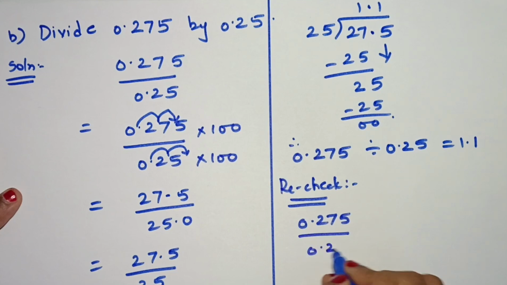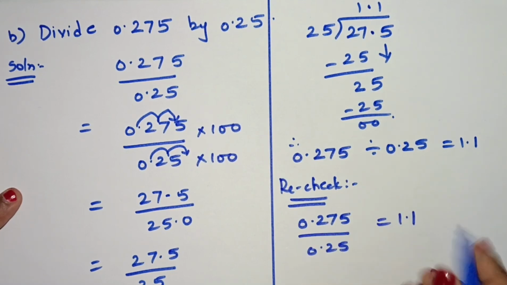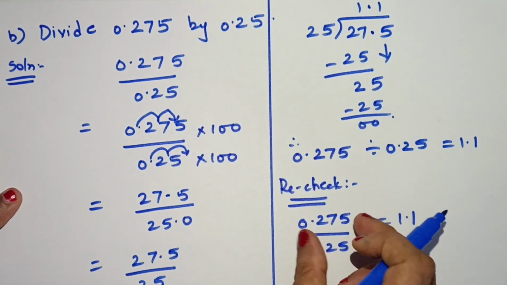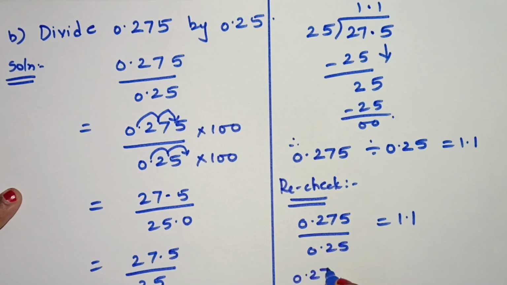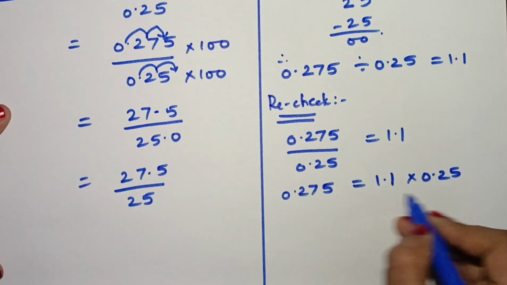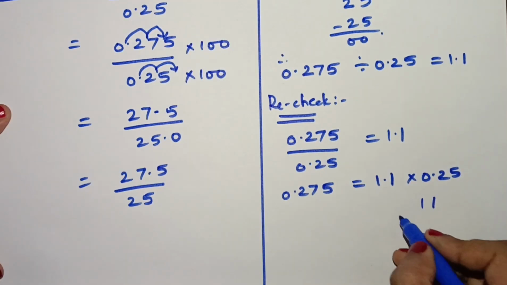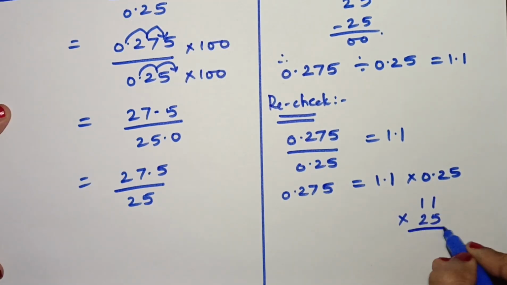Divide by 0.25 equals 1.1. You got this as the answer. Now your LHS you can keep as 0.275 and RHS you can write as 1.1 into 0.25. Fine. This is the transposition method, which you will learn in higher classes. So just multiply 11 into 25.